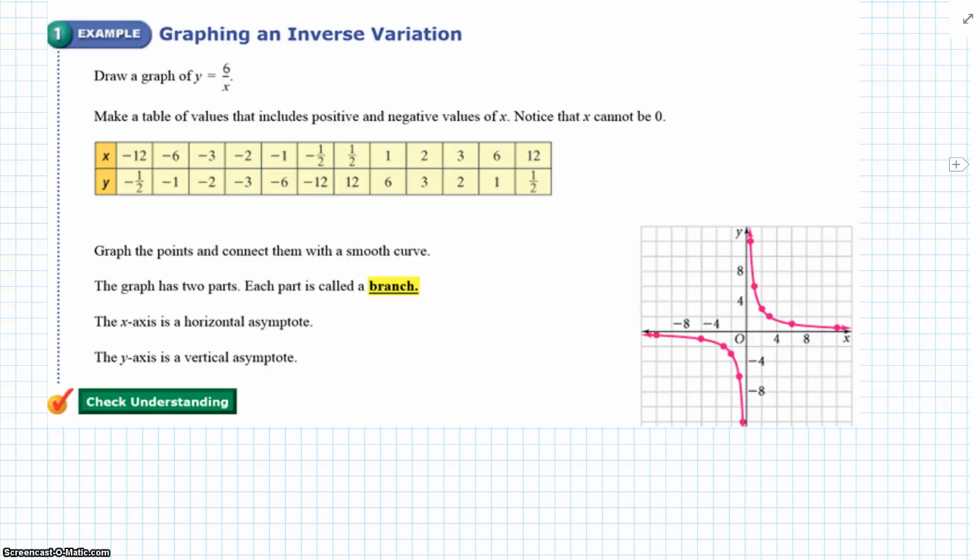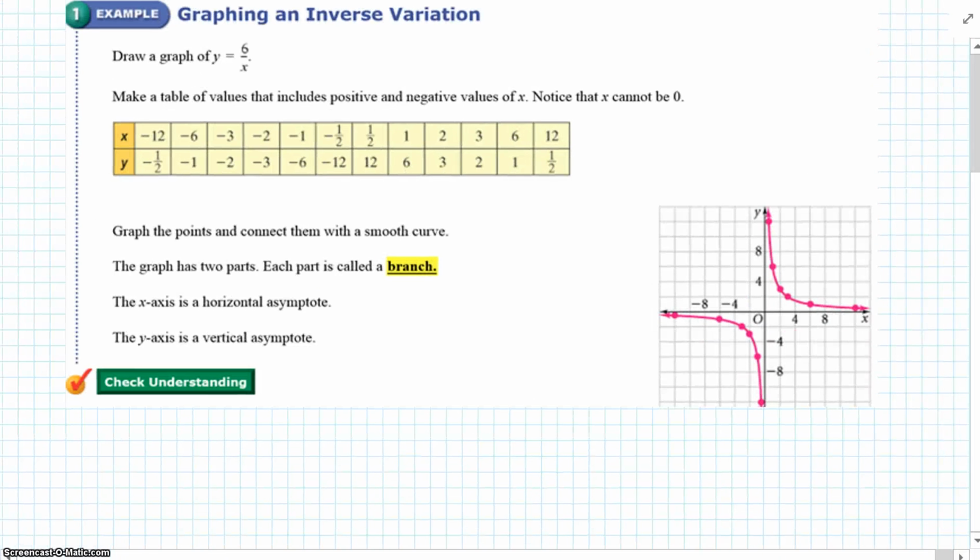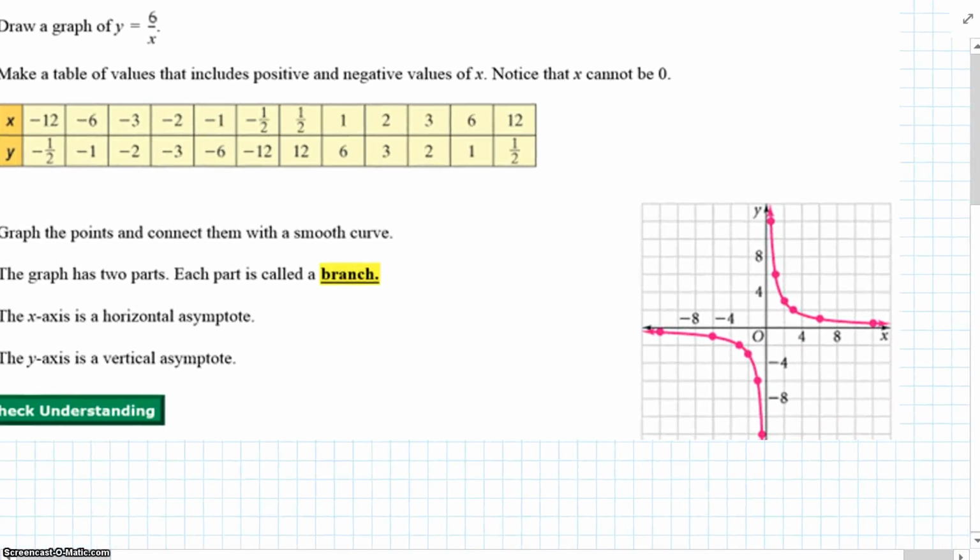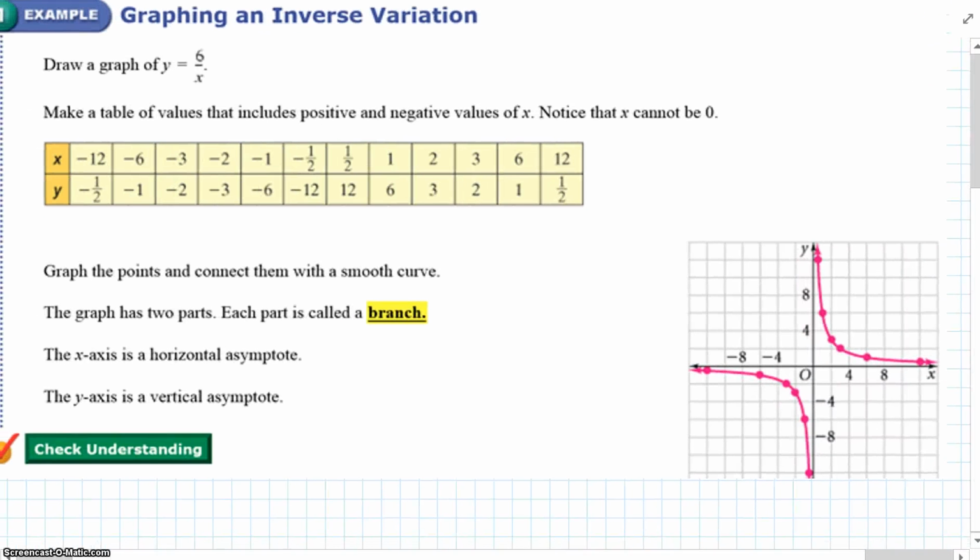Okay, so first, let's just look at the example in the notes. Graphing an inverse relation. I'm going to zoom in and we're just going to talk through this. Draw a graph of y equals 6 over x. So what are our restrictions on x right here? Well, we know x cannot equal 0, correct? Okay, so we know x cannot equal 0. So that's going to give us our asymptotes right there.